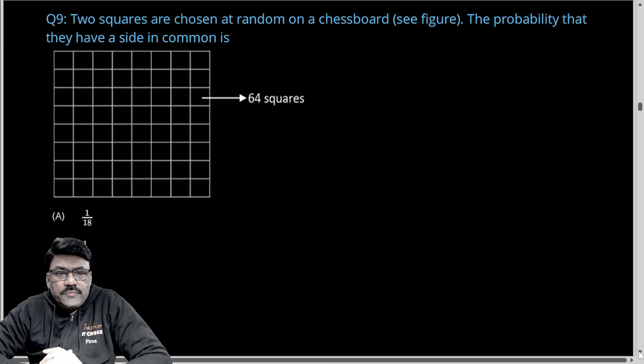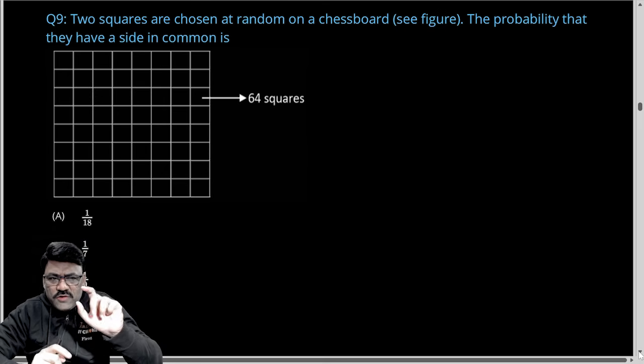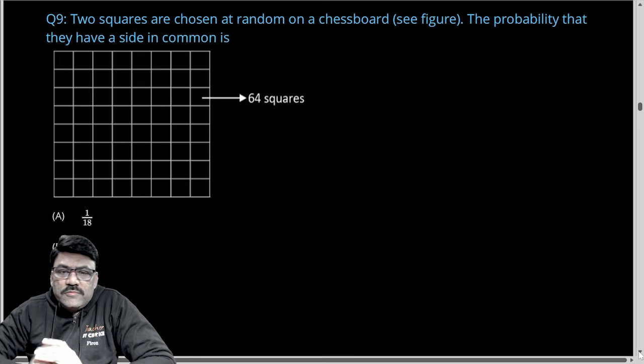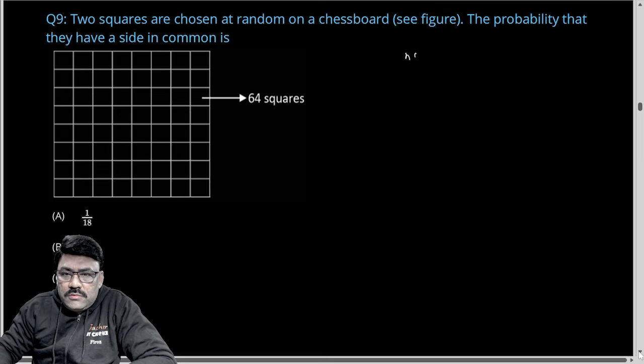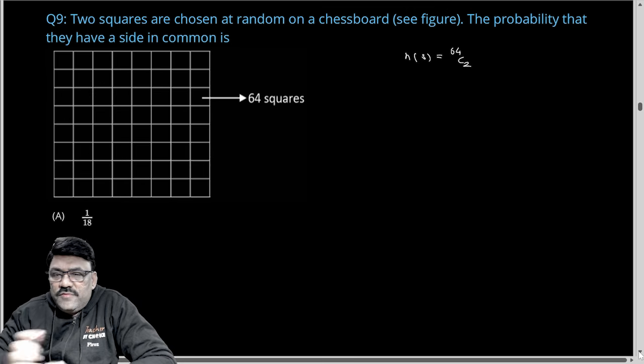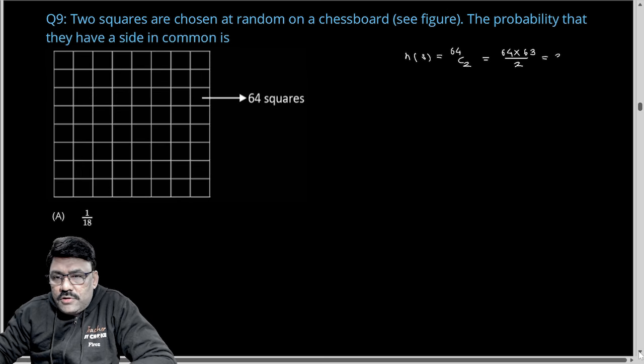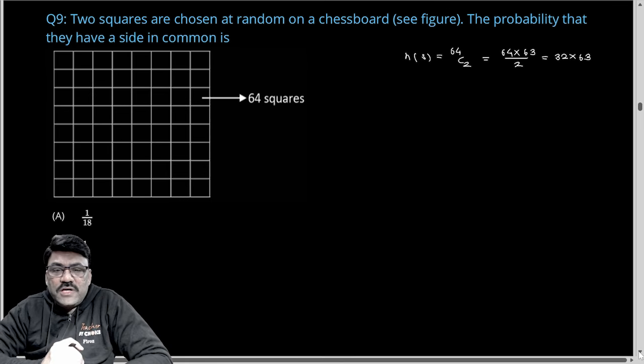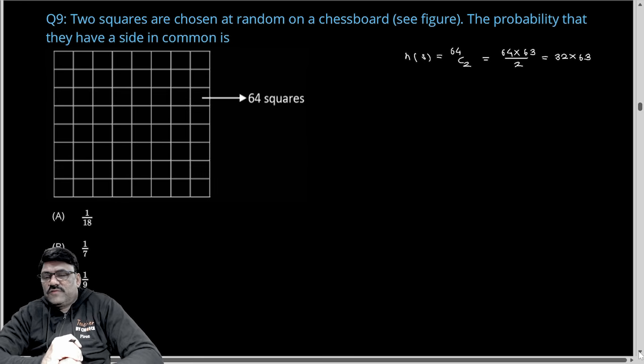See this question. This is from probability. They are saying that 2 squares are chosen at random on a chessboard. Means from these 64 squares, you have selected 2 squares randomly. So what is n(S)? n(S) will be 64C2. 64C2 is 64 into 63 by 2, so it is 32 into 63. This is the total number of ways of selecting 2 squares from these 64 squares.